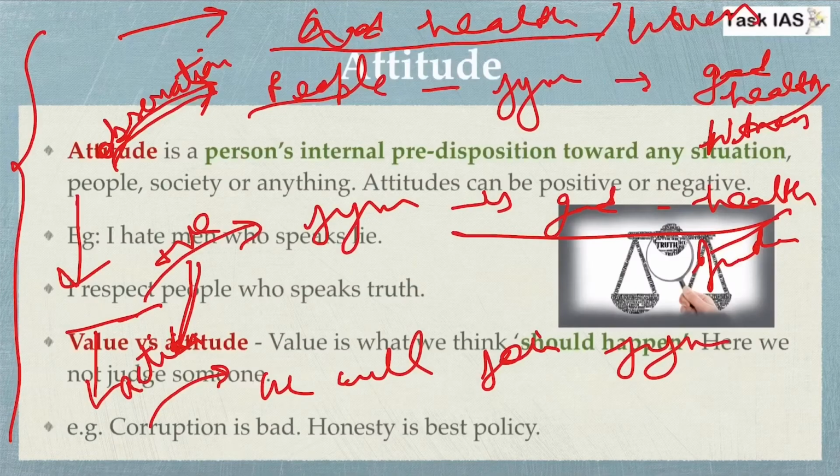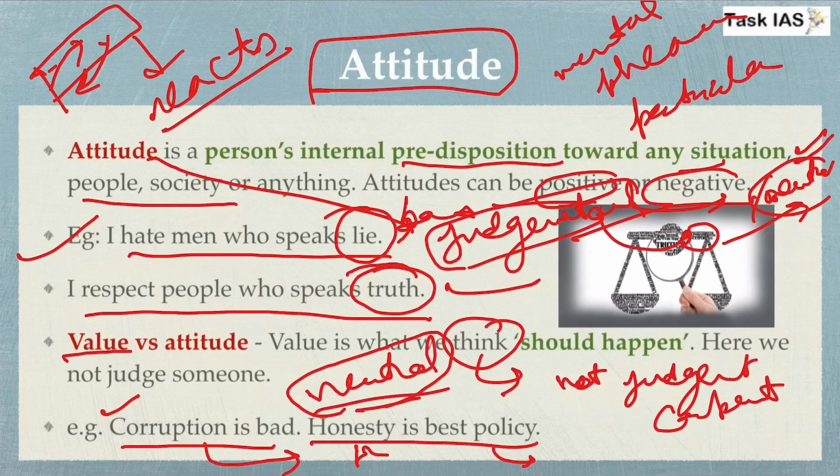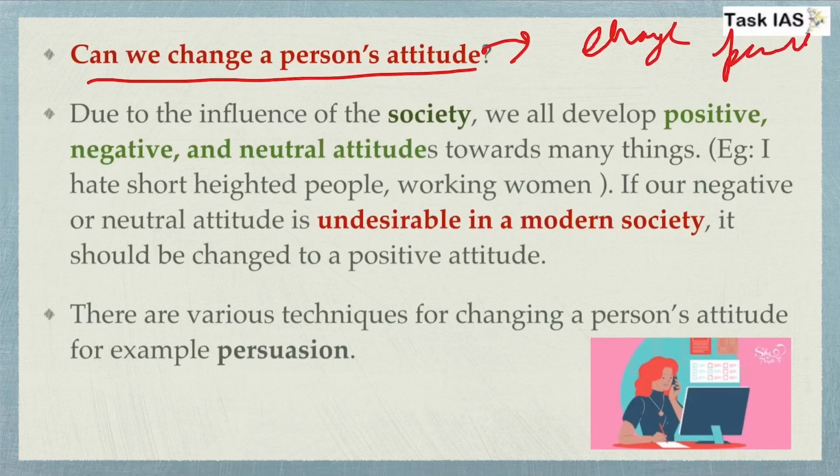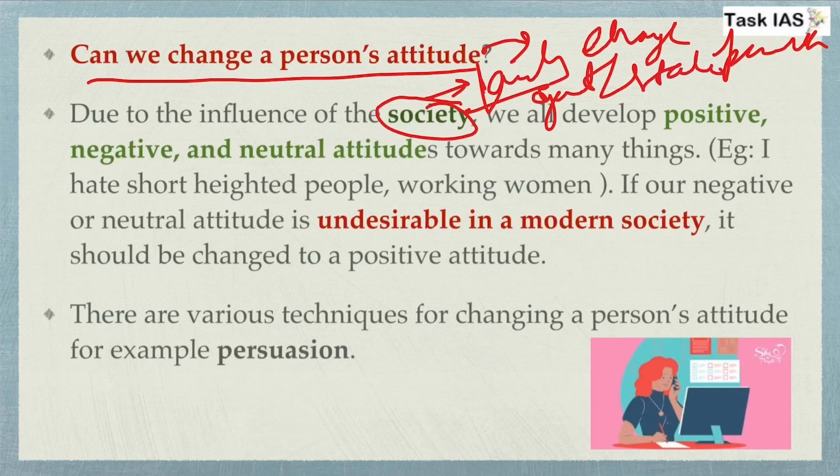Now in continuation of our topic, that is attitude, we have described what is attitude. Then we have understood some basic differences to help you clearly understand what attitude is. Now how can we change a person's attitude, or can attitudes be changed, or are they permanent or static in nature? Due to the influence of society, and here society includes your family, government, state actions, all factors, including your religious aspects, etc.